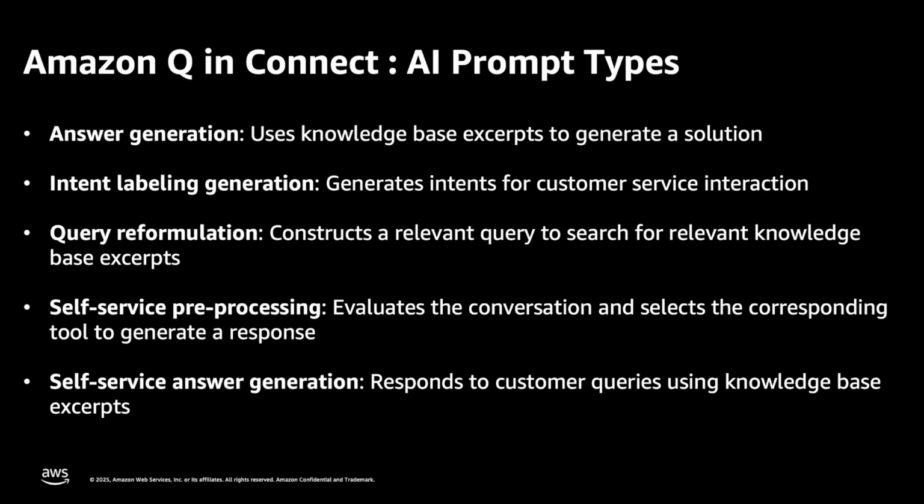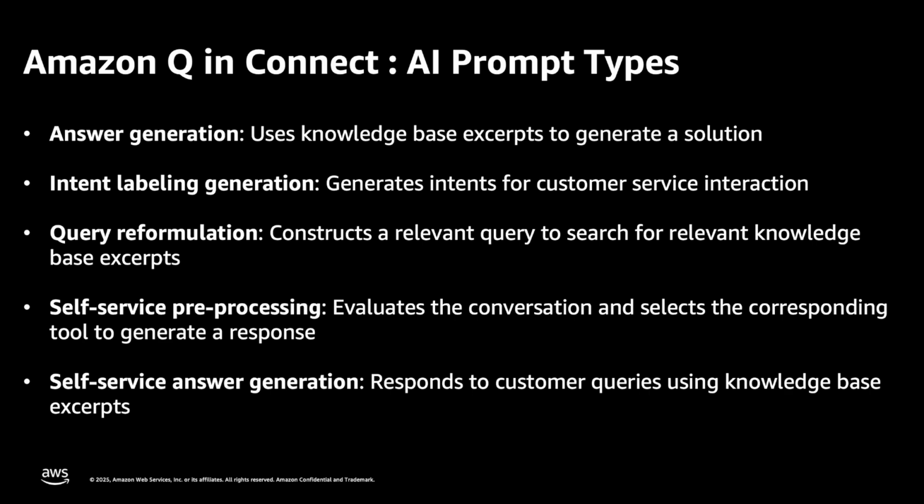Query reformulation, that constructs a relevant query to search for relevant knowledge bases. Self-service pre-processing, it can contain the question tool, but it's also where you can configure tools to collect information or take actions. Self-service answer generation, when the question tool is selected in the self-service pre-processing prompt, the self-service answer generation prompt is used. This prompt uses knowledge bases and other associated information to provide a response back to the customer query.